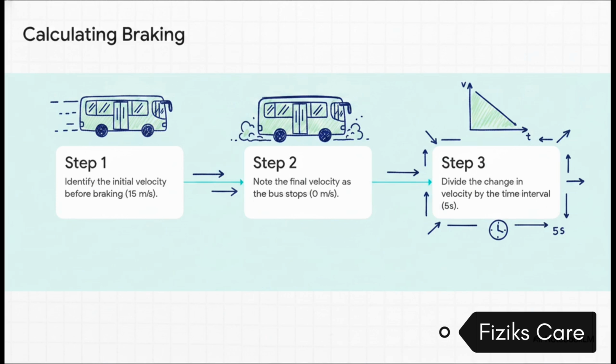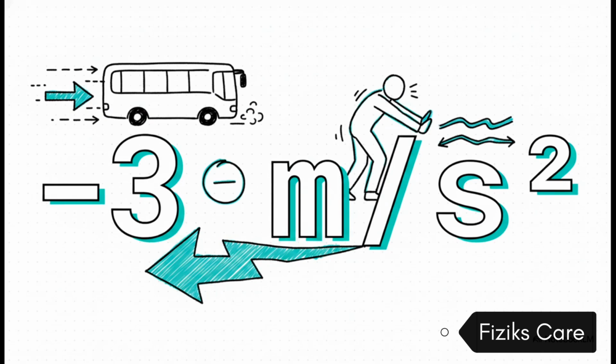Step 3. We divide that change in velocity by the braking interval. Let's call it 5 seconds. The change in velocity is always the final minus the initial, so 0 minus 15 gives us negative 15. Then we divide that negative 15 by those 5 extremely stressful seconds. And that calculation perfectly captures deceleration. We get negative 3 meters per second squared.